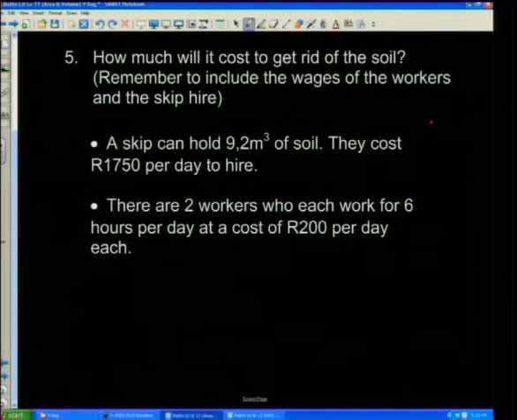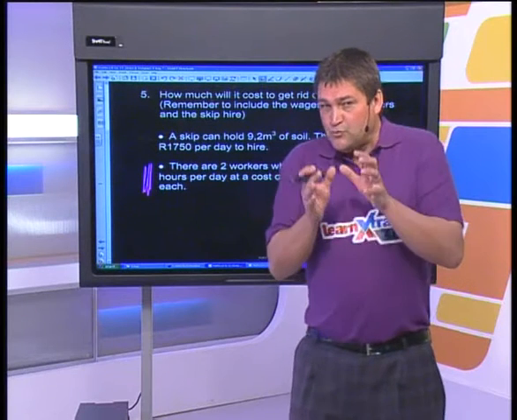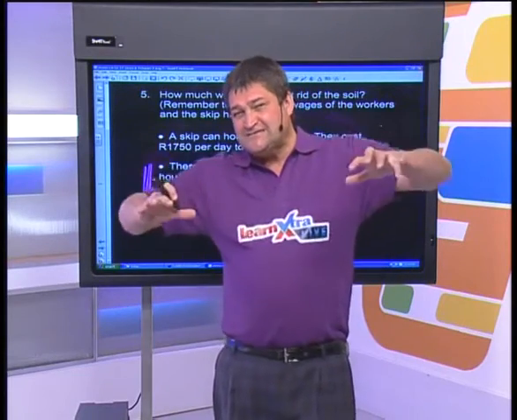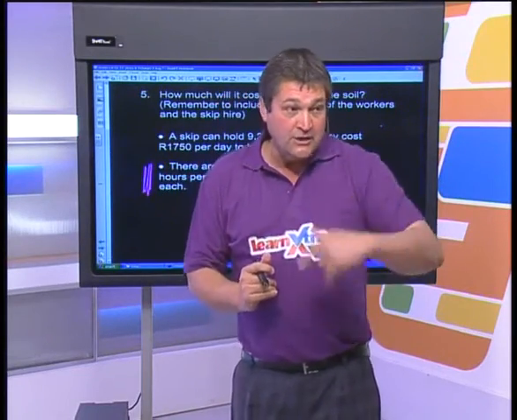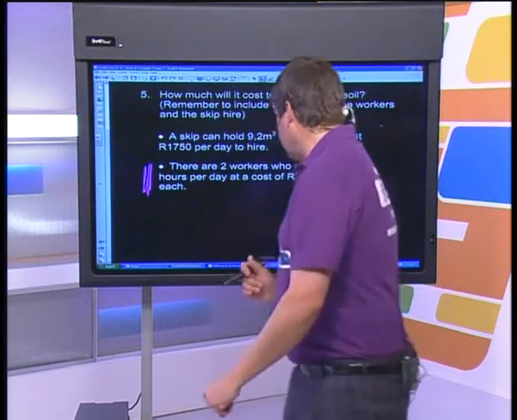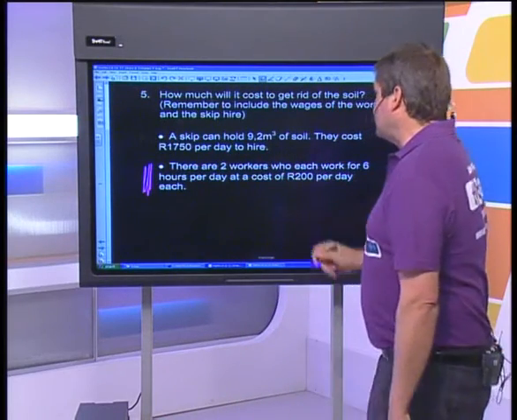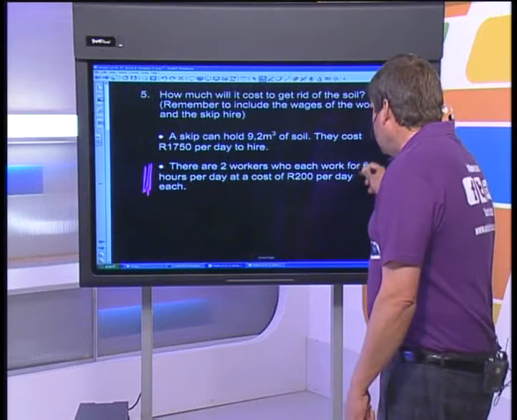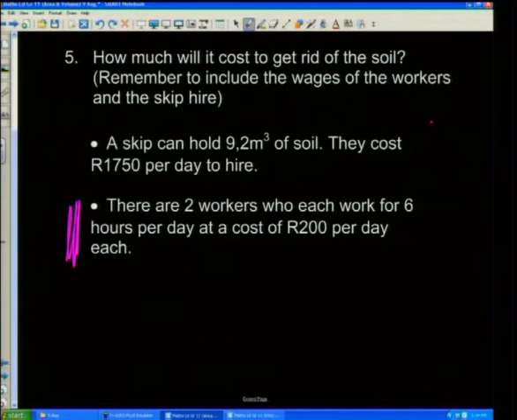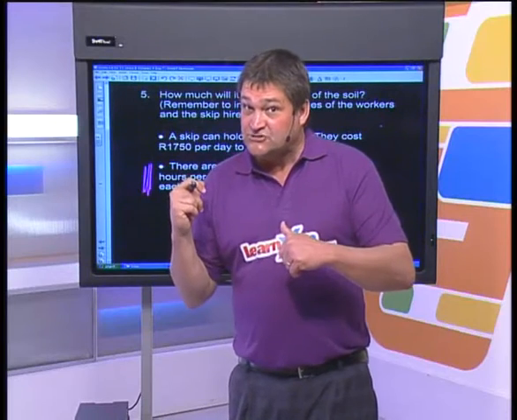Okay. There are 2 workers who each work for 6 hours per day at a cost of 200 Rand per day each. Right. Now, let's look at this part first, because we've just been talking about our workers. We said we need them to work for a total of 20 hours each in order to move all that soil. So they work 200 Rand per day each, but they can only work for 6 hours a day.